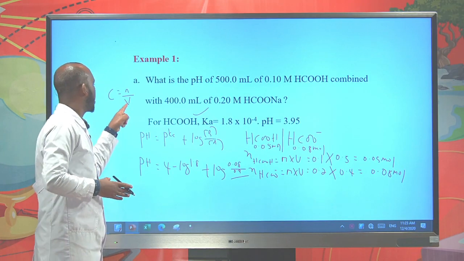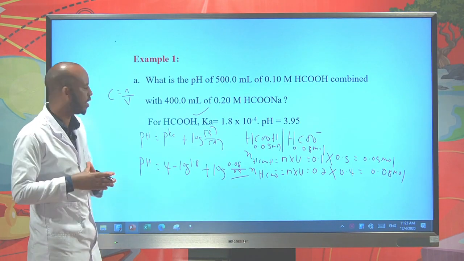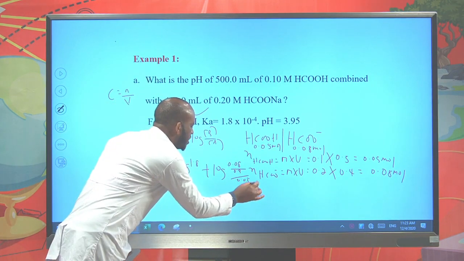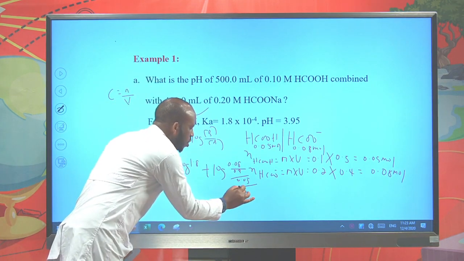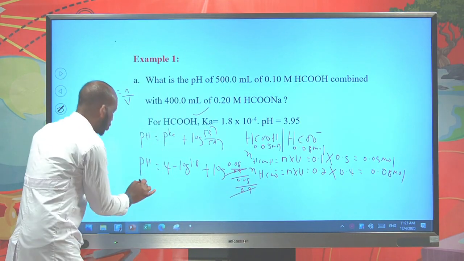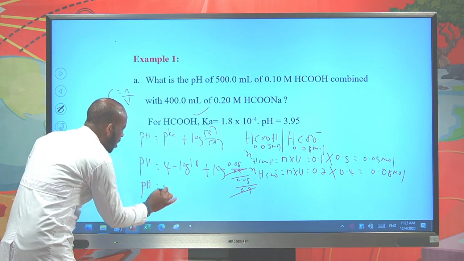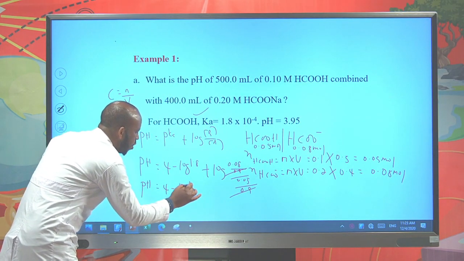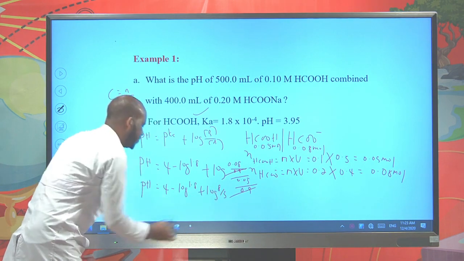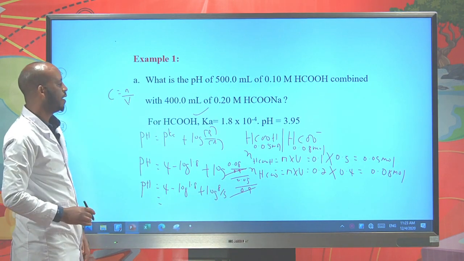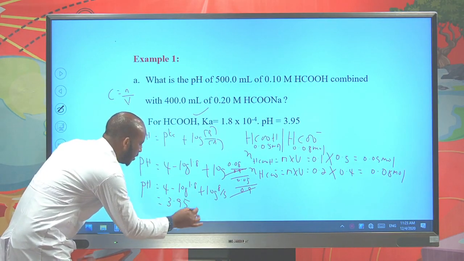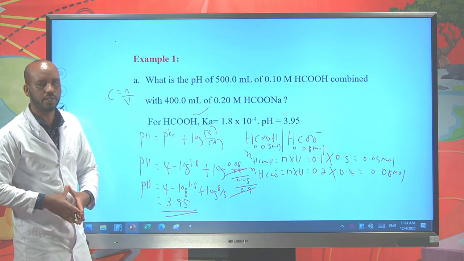The concentration is the number of moles divided by the total volume of the buffer solution. Number of moles is 0.05, divided by the total volume of 0.9 liter. Now the volumes cancel. pH of this solution equals 4 minus log 1.8 plus log 8 over 5, which equals 3.95. This is the pH of this buffer solution.